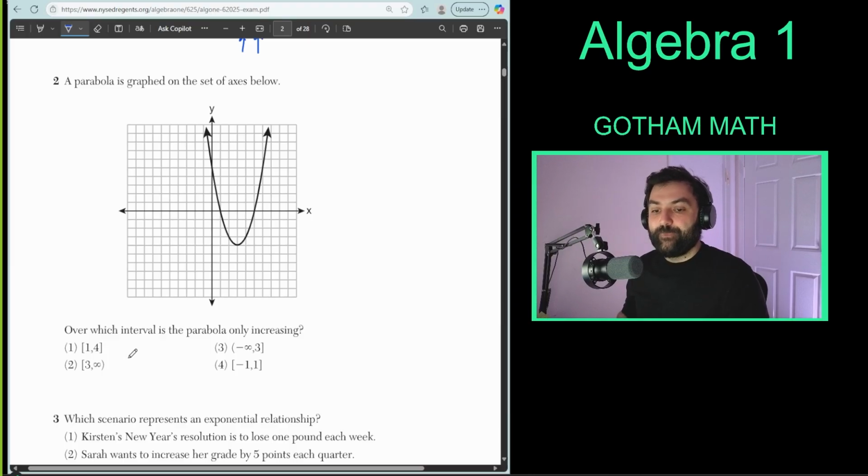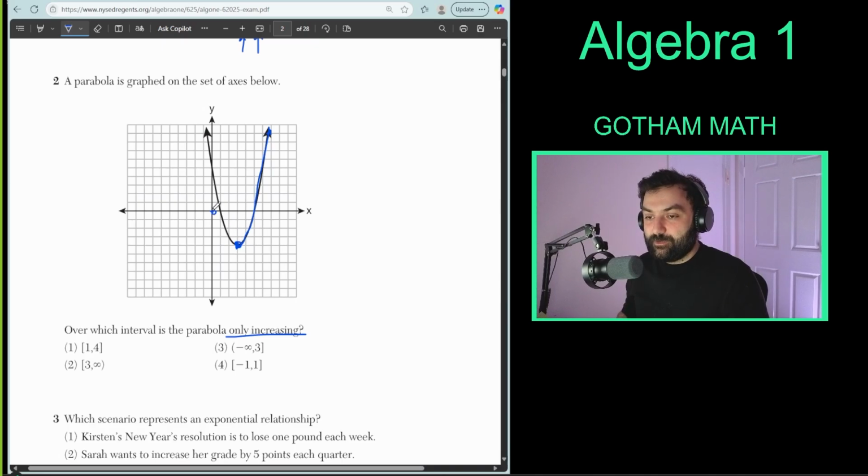All right, number 2. Over which interval is the graph only increasing? Only increasing means only going up. So from where to where is it only going up? From here, it's going up, and boom, boom, boom, all the way. So what does that mean? Where is that? What's that point?